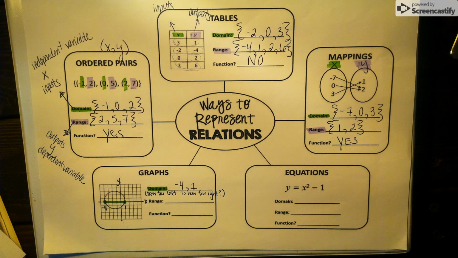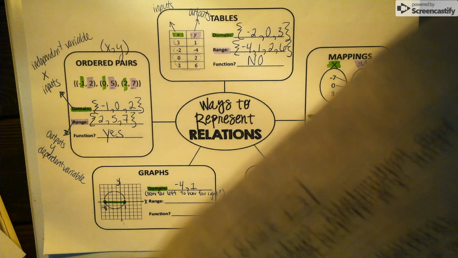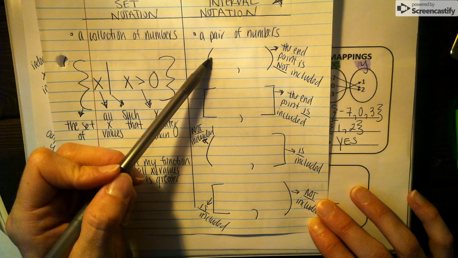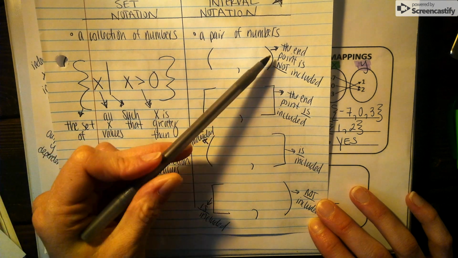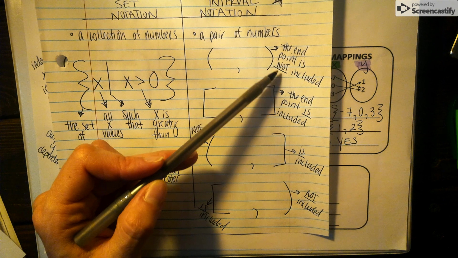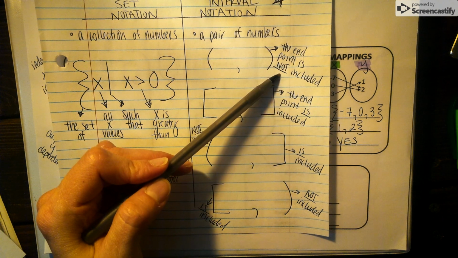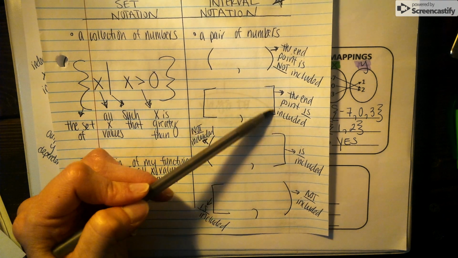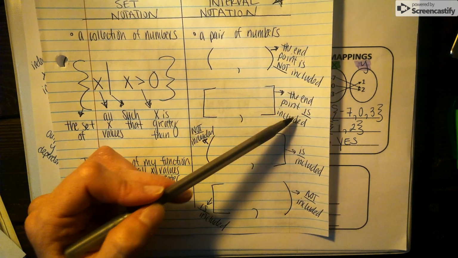And with interval notation, if you remember our notes from the last video, interval notation means we have to decide between parentheses and brackets. Parentheses means that our endpoint or our value is not included on the graph. So that means the graph does not go through it. And the brackets here mean that the endpoint is included. So the graph passes through that number.